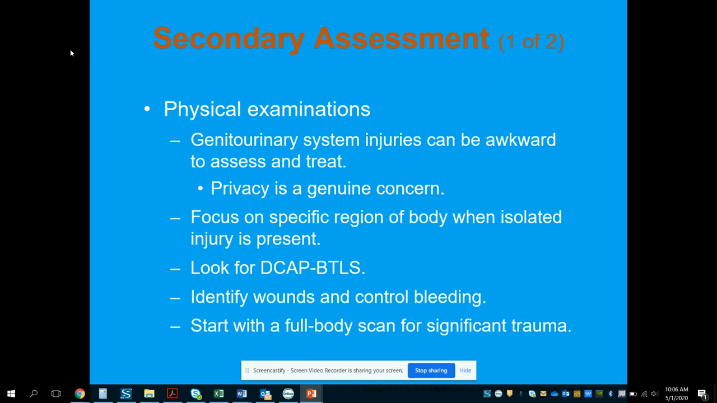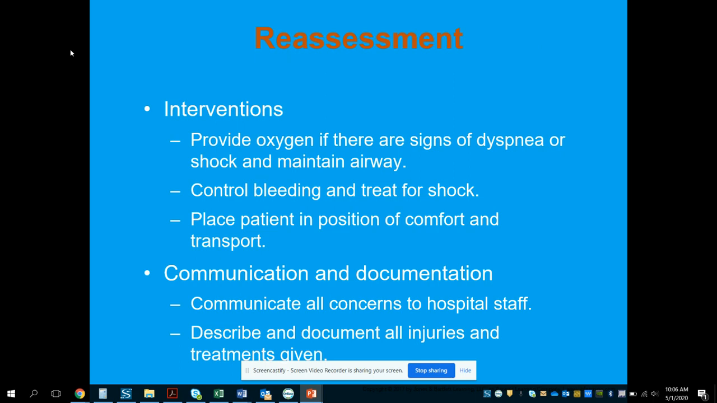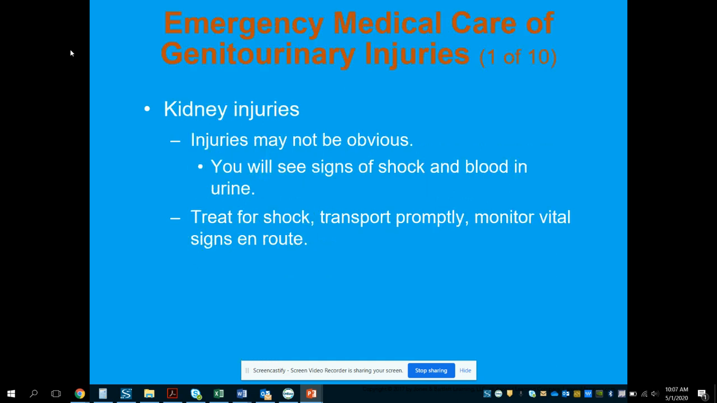Looking for DCAP BTLS and identifying wounds, controlling bleeding. Start with that full body scan if there's significant trauma. Reassessing the vital signs, looking for tachycardia, drop in blood pressure, cool, moist, pale skin. These things are going to let us know that the patient may be going into shock. Again, like we said, we're just reassessing our interventions, and we're reassessing every 5 minutes if the patient is unstable, every 15 if they are stable. And we're going to communicate all concerns to the hospital and let them know, and then we're going to document this thoroughly.